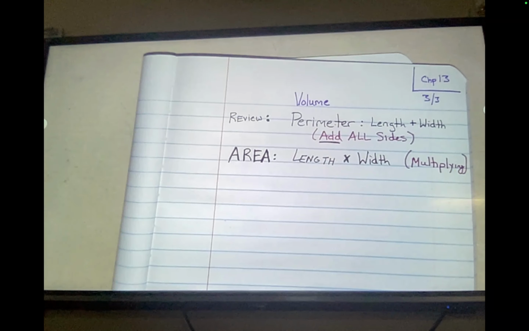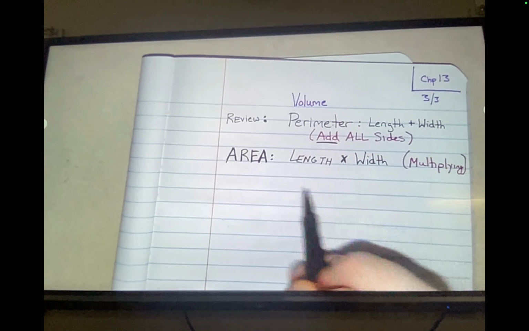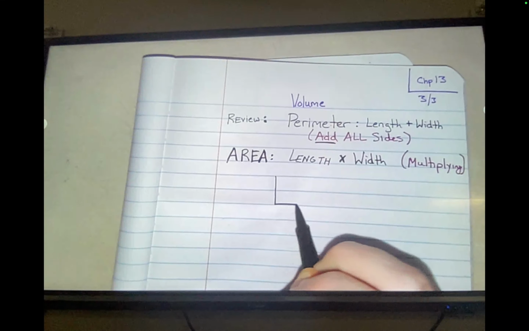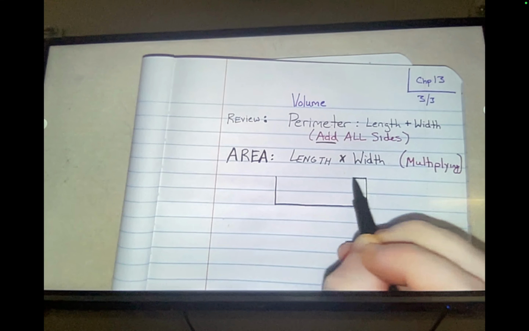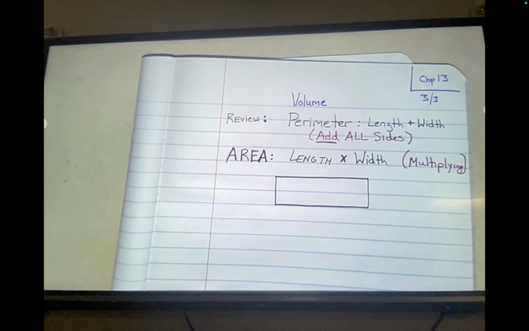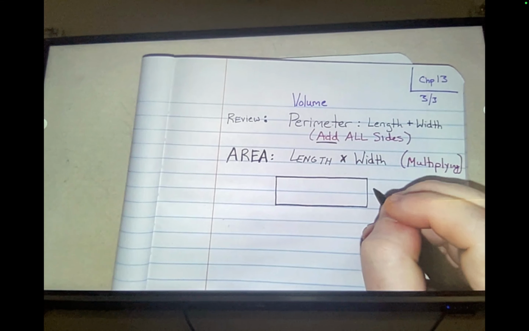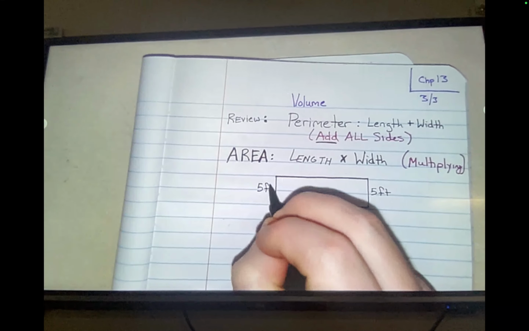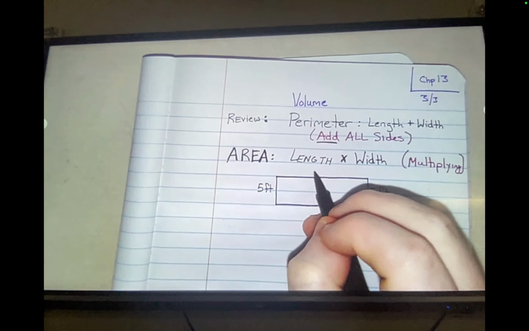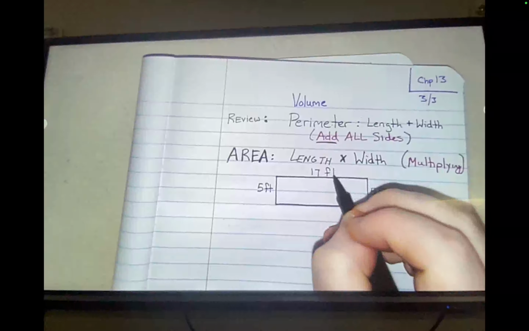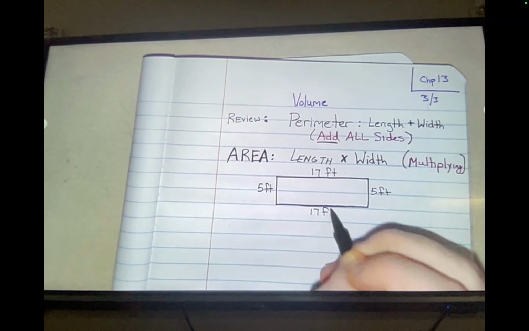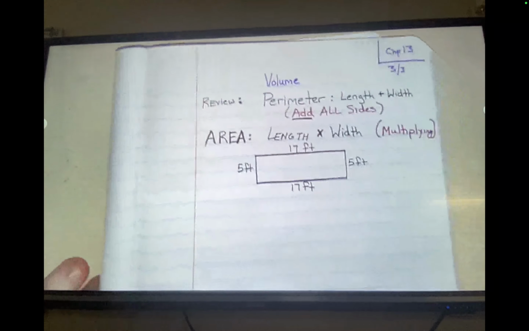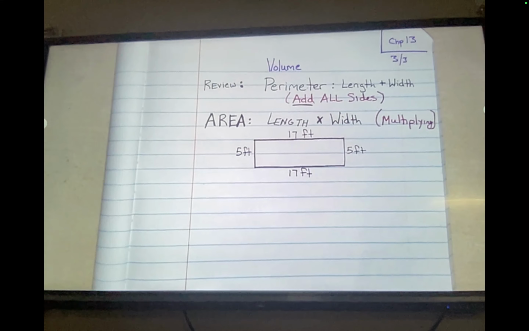To give you an example of this, let's draw a rectangle on our paper. Let's say that this side is 5 feet, and this side is 5 feet, and this side is 17 feet, and this side is 17 feet. So knowing this, how can I figure out what the perimeter is? Well, if in your mind you're thinking about adding all the sides, you're correct.